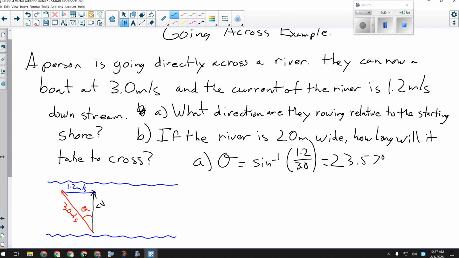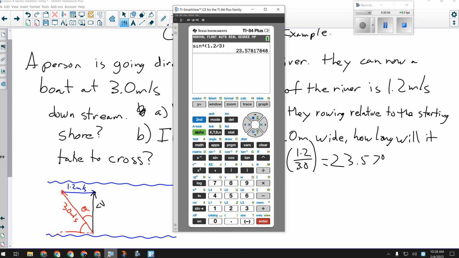But that's measured from straight across. Where do they want it measured from? They say, what direction are they rowing relative to the starting shore? Well, the starting shore is over here, so they actually want this angle. Do I have to do more trig? Nope. This is the complementary angle. If that one is west of north, this one is north of west. They're the complementary angles to each other. So all I have to do is go 90 minus, and I've got the angle they actually wanted.